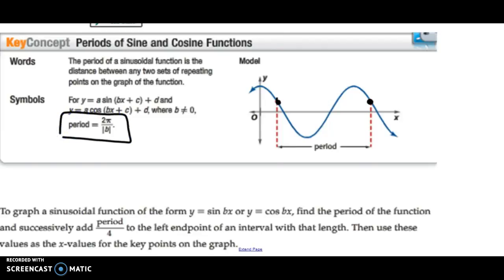2 pi divided by the absolute value of b. The reason we use absolute value is because it does not matter if it's positive or negative. We still just take 2 pi divided by that value, positive or negative, and we find out what our period is. So the place where b is found is right here. It's the number in front of the x value in our sine and cosine function.